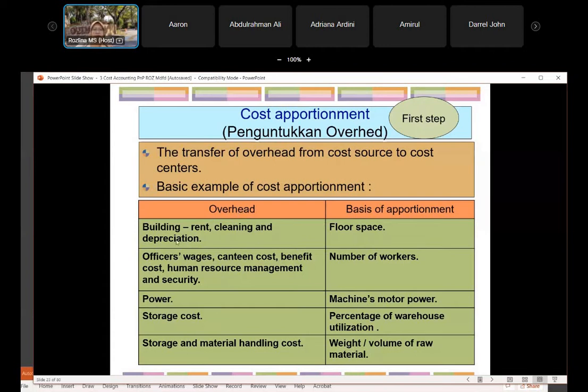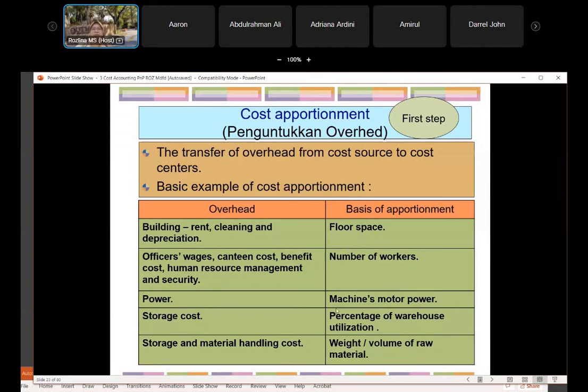Okay, this is overhead, the list of overhead. Building: we have rental, cleaning, maintenance, depreciation and so on. So the basis of apportionment is floor space. We will use floor space. For the officers' wages, canteen cost, benefit cost, all of these, it is based on number of employees. This is only a suggestion. You can use any basis, but normally we will use this.